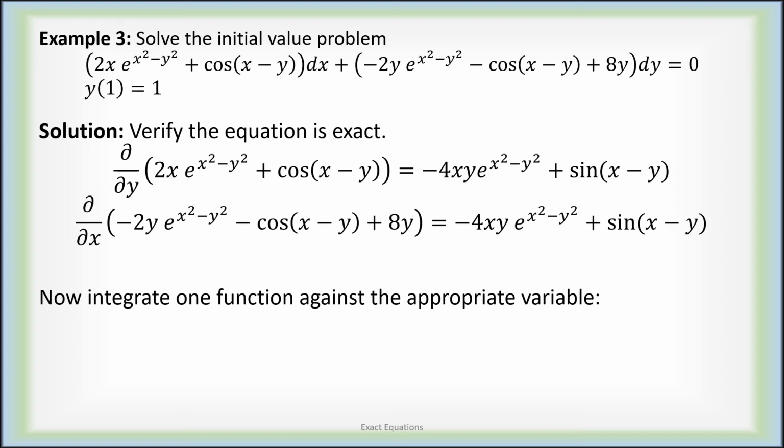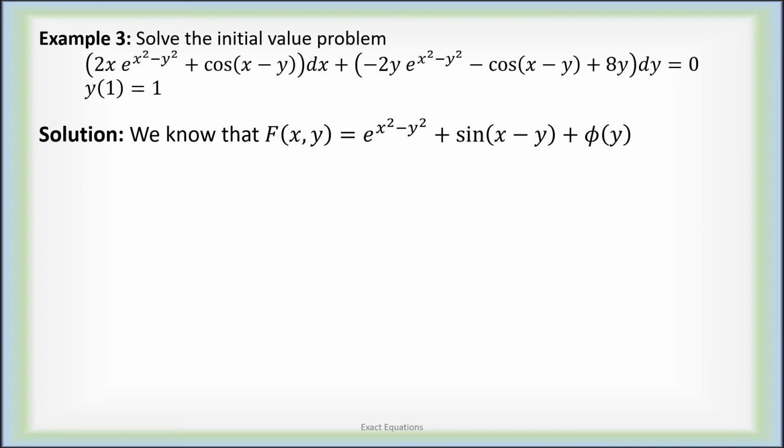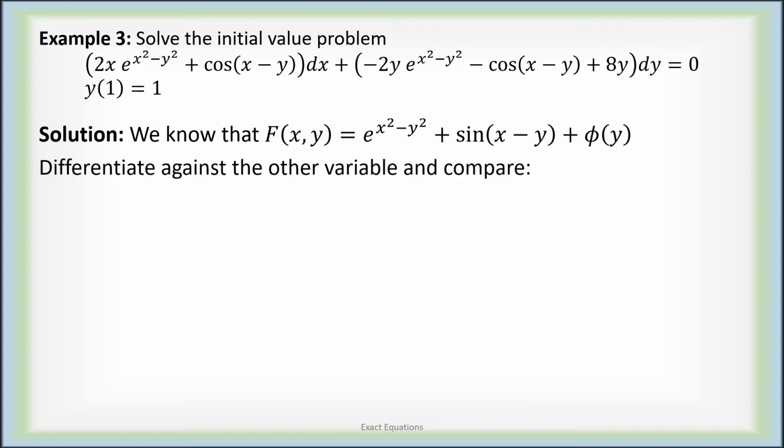Integrate one function against the appropriate variable. So we take that first expression and we integrate dx, and work it back to be e to the x squared minus y squared plus the sine of x minus y, plus a constant, but that constant can actually depend on the variable we haven't attacked yet. In other words, it's some phi of y. We've determined so far that capital F of x,y must be e to the x squared minus y squared plus the sine of x minus y plus some unknown function, but this unknown function phi can only depend on the variable y. So we're going to take d by dy and compare it to capital N.